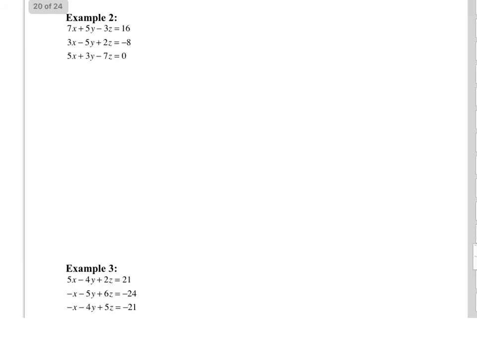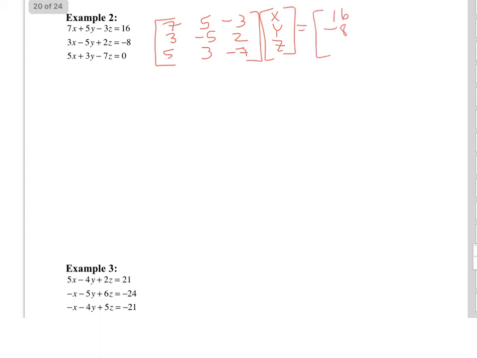So here's example 2. We set it up as a matrix equation. 7, 5, -3, 3, -5, 2, 5, 3, -7 times X, Y, Z equals 16, -8, 0. Remember, this is matrix A times matrix X, and it equals B. So to solve for X, we want to do A inverse times B.